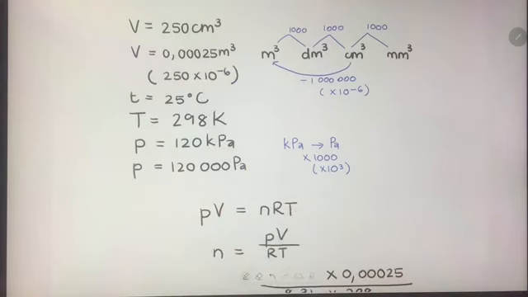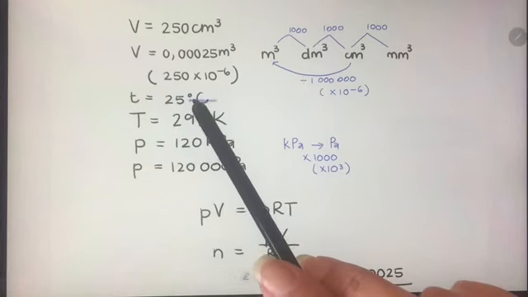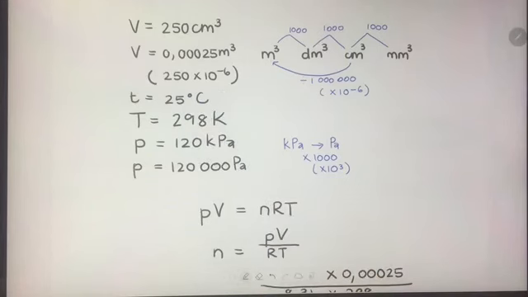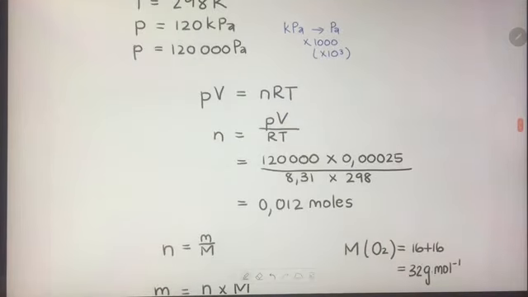The temperature is given as 25 degrees Celsius. I've added the 273 to work out the Kelvin temperature. The pressure is given as 120 kilopascals. I've multiplied by 1,000 so that I can convert to pascals. And I've written down my formula.